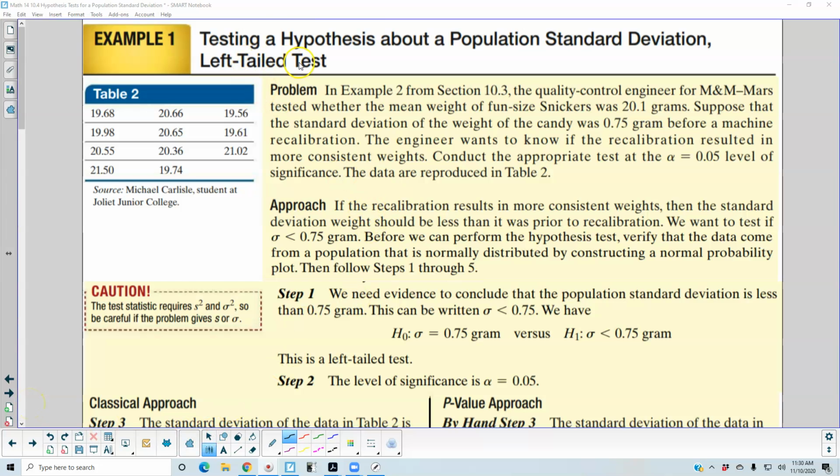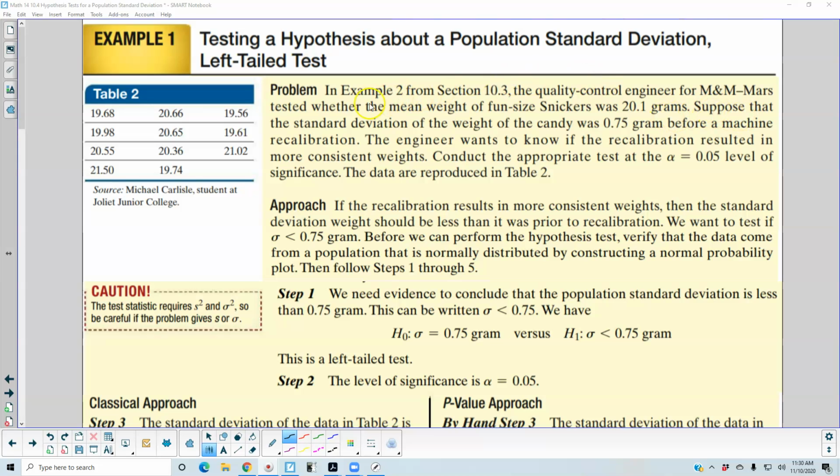Example 1, testing a hypothesis about a population standard deviation with a left tail test. Now, in example 2 from section 10.3, the quality control engineer for M&M Mars tested whether the mean weight of fun-sized Snickers was 20.1 grams.